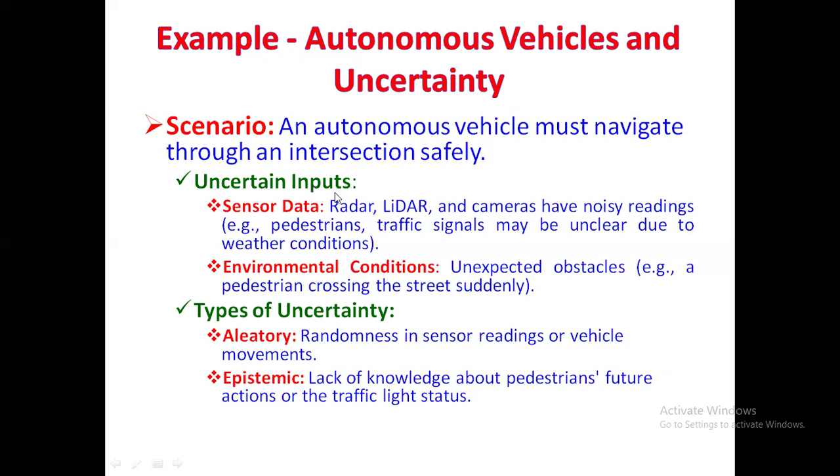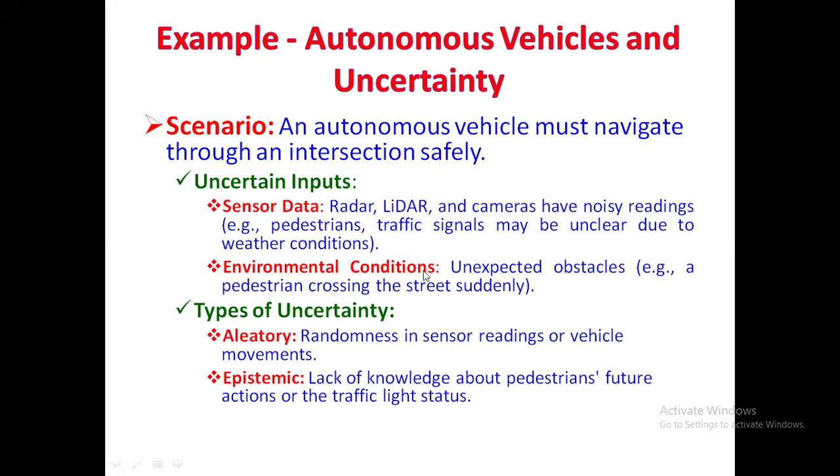So, what are all the uncertain inputs? Sensor data. Autonomous vehicles rely on multiple sensors, including LIDAR, radar, and cameras to detect obstacles, pedestrians, and traffic signals. However, these sensors are not perfect. For instance, radar signals might be distorted by weather conditions like fog or rain, and camera images may be unclear due to poor lighting. This leads to aleatory uncertainty, where the data can vary randomly.